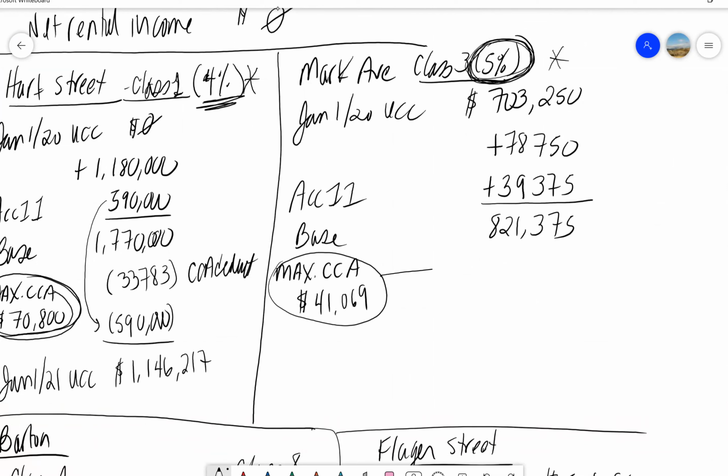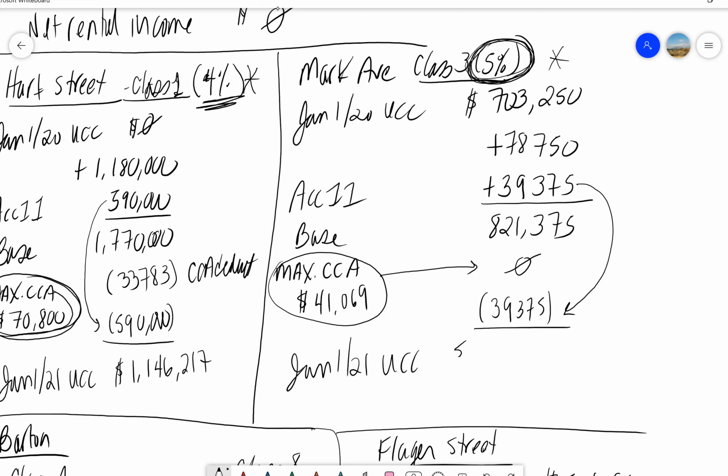Now for the Mark Avenue, we're not going to take any CCA. So even though this is the maximum, we can't take any CCA because once again, we can't create or increase a rental loss with CCA. But to finish off the year, we have to remove this accelerated investment incentive amount. And so once again, the balance going into next year for the Mark Avenue property is going to be $782,000.